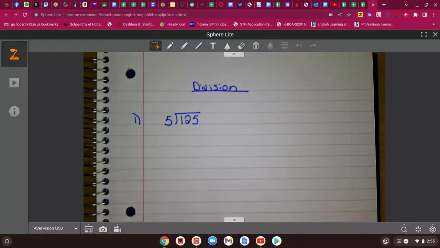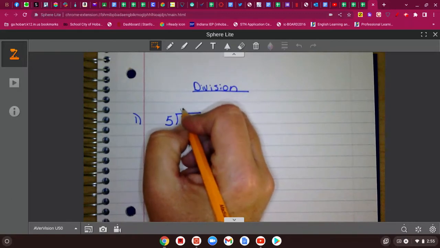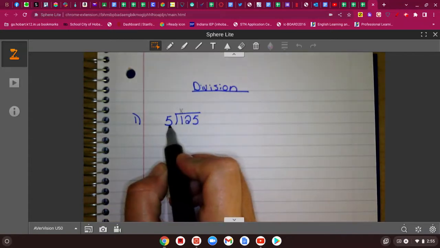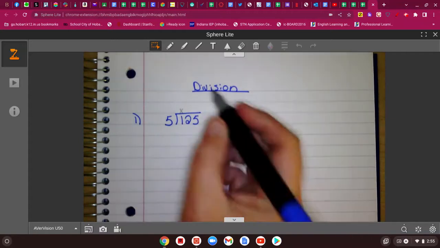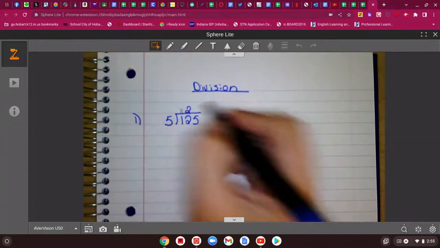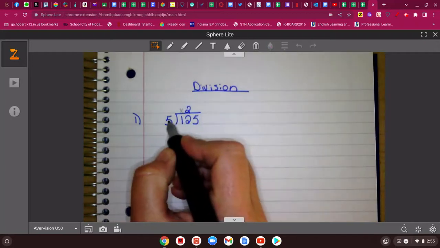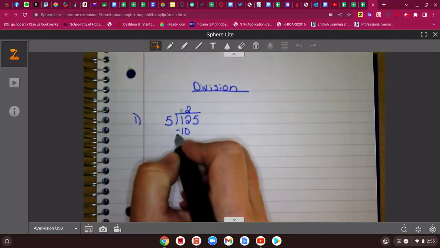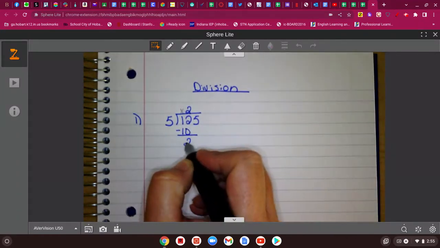So there's a few things you could do. In order to keep everything lined up, you could put an X above the 1 because we're not taking anything into it. Then we're going to look to see 5 times what will give us 12. Well, 5 times 2 will give us 10. So 5 times 2 is 10. You're going to subtract that from 12. So when you take 12 minus 10, you are left with 2.